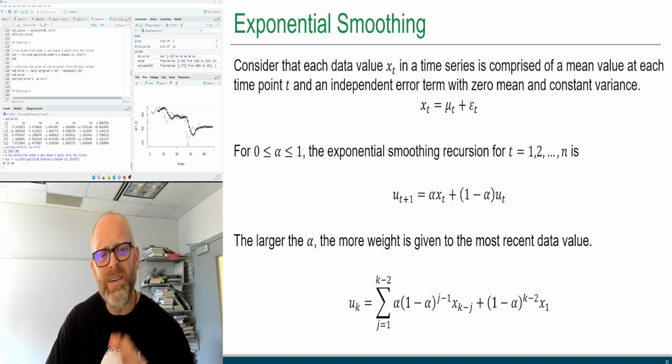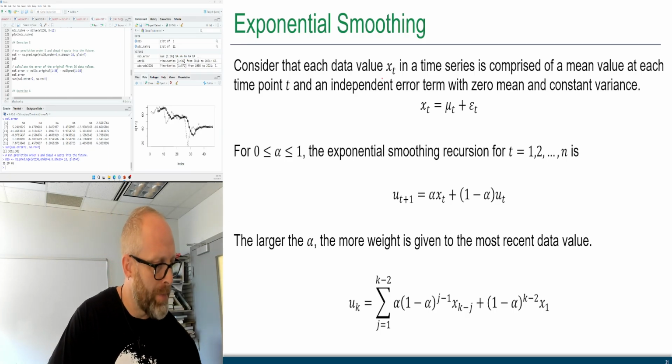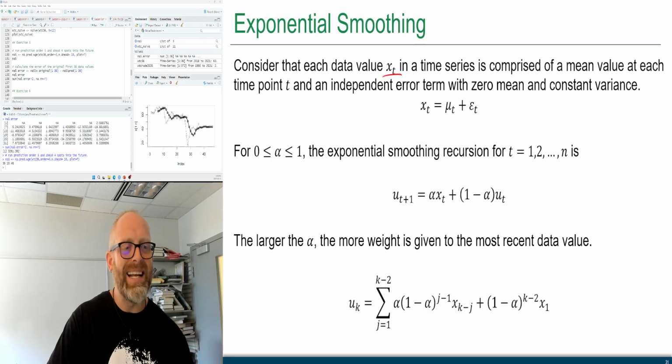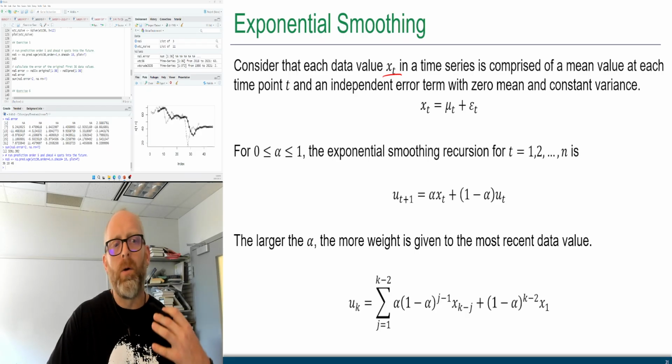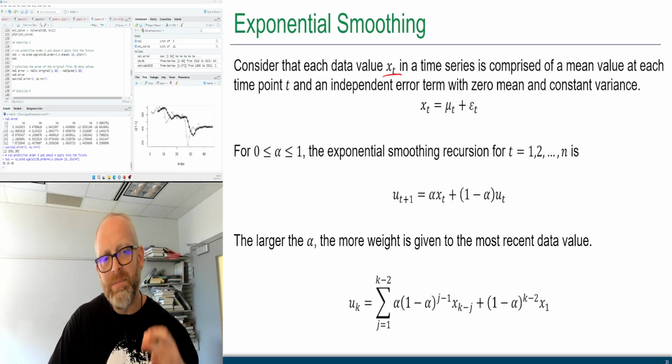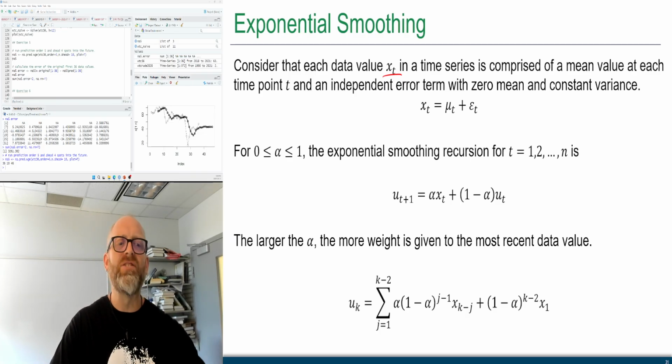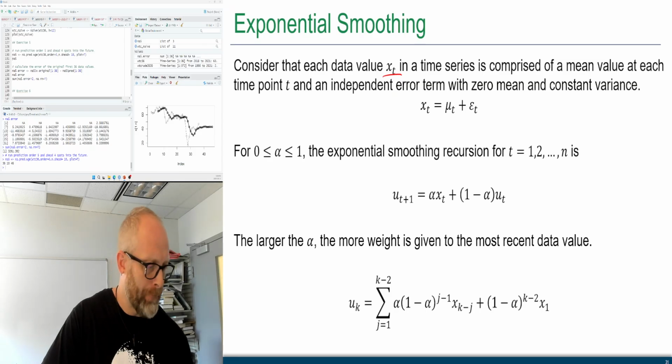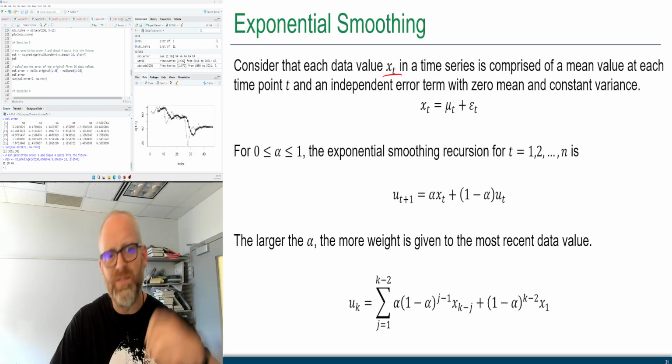So a little bit of the theory side of things here. So consider that each data value, x sub t, in a time series is comprised of a mean value at each point in time t and an independent error term with zero mean and constant variance. So we have an average for each one of our points. So at time t, it has a specific average, and it's just going to shift slightly from there based upon the error to get to the true value. So whatever the average is, shift the error.